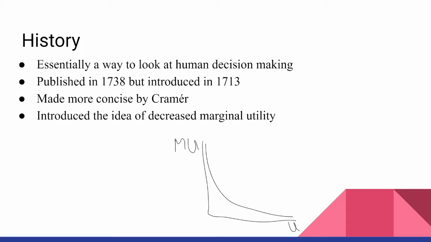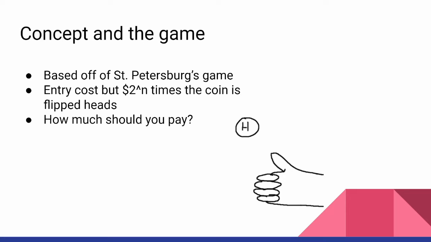Okay, so it was published in 1738, but it was introduced by the guy who published its brother. So it was introduced by Nicholas Bernoulli, and then it was published by Daniel Bernoulli in 1738. And then the whole idea was made more concise by Cramer, and those ideas are now heavily present today. And so it introduced the idea of decreased marginal utility, and I'll explain that in a sec.